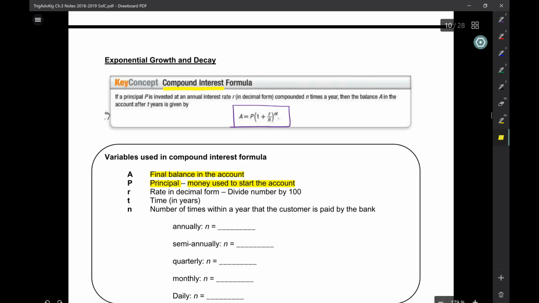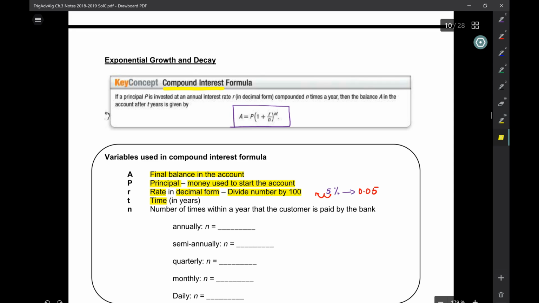R is the rate, but it's got to be in decimal form. And how do we put the rate in decimal form? You divide by 100, or you move the decimal point over to the left twice. Left or right? Left. So if it's 5%, the decimal point is here, and you move it to the left 2 times. Okay? T is the time in years.